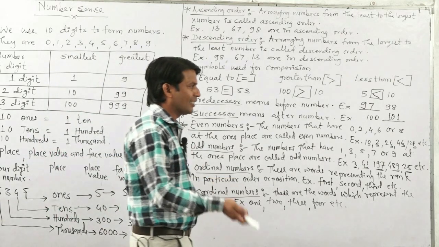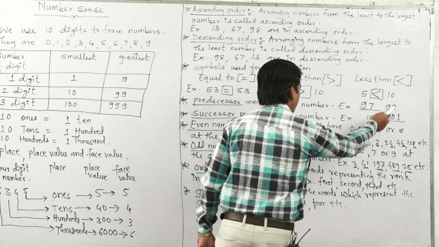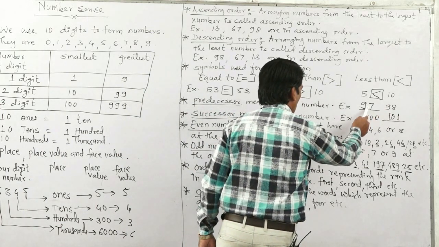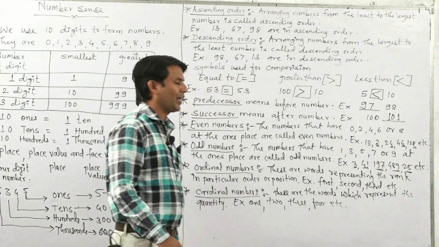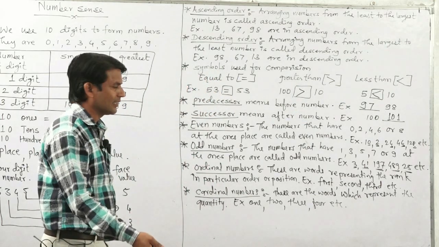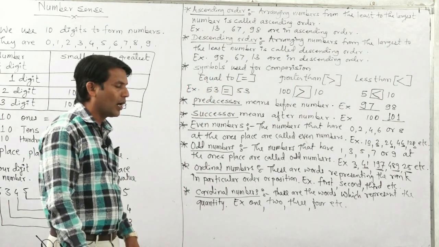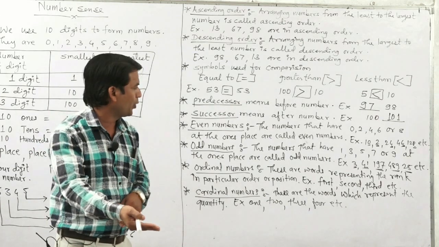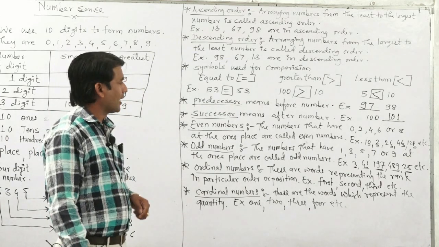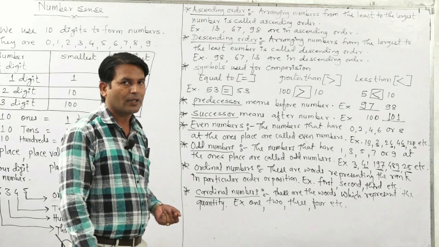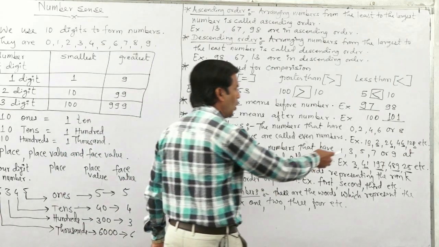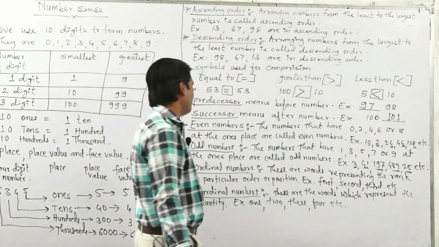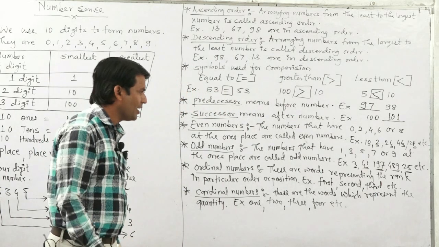What is the predecessor of 98? The predecessor of 98 is 97. Then what is meant by successor? Successor means nothing but the after number. And what is the successor of 100? The successor of 100 is 101.